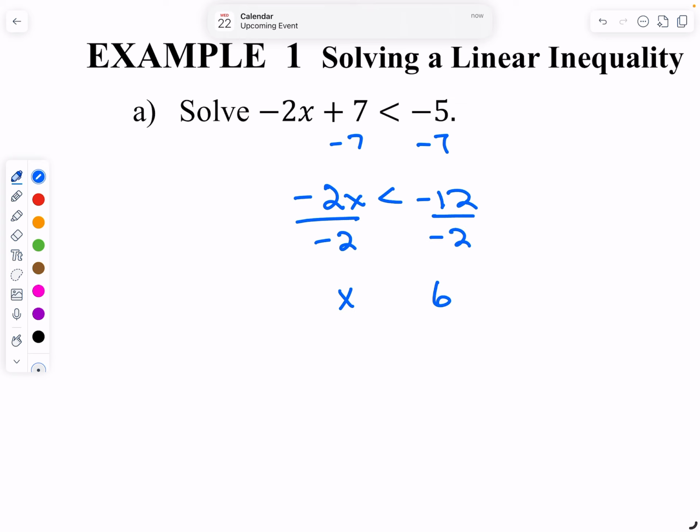So notice, do I flip my inequality? In this case, I do flip it because, see, I divided by a negative number. So x is greater than 6. That would be my answer.